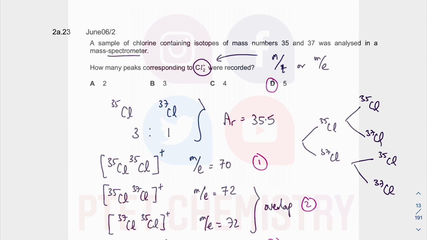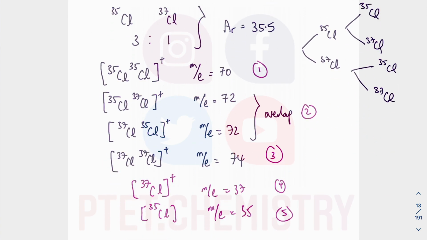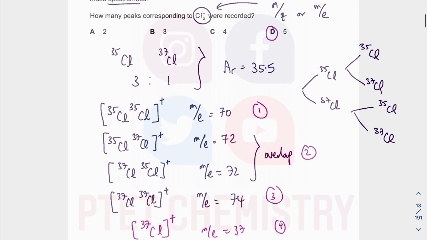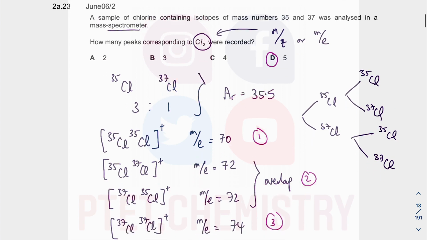So a lot of students might have gotten 3, but you might have missed out on the atoms being detected as well in the mass spec of the molecule. Okay, so don't get confused. Think about what a mass spec does and why you will see the atom as well.